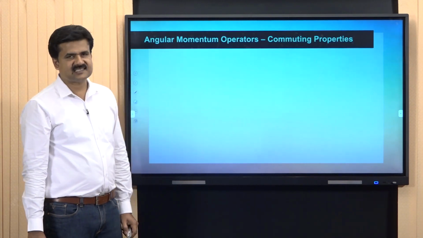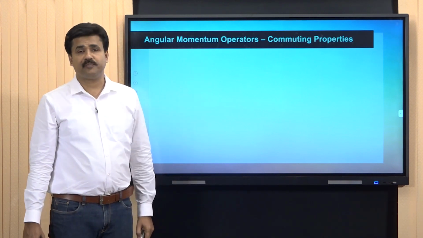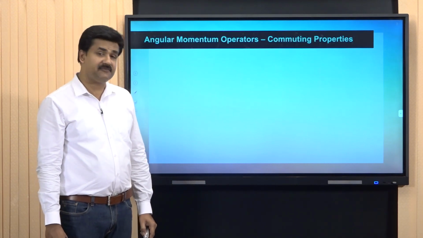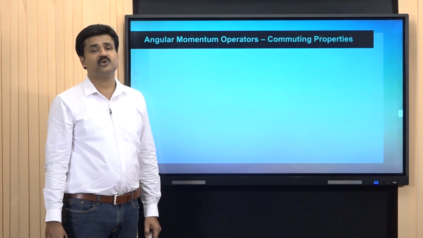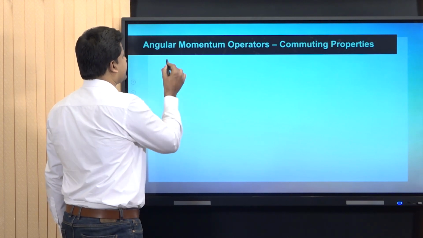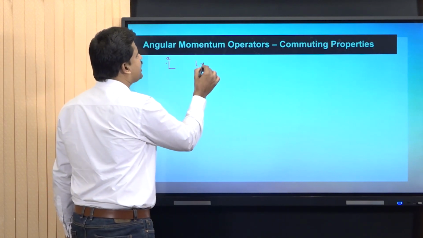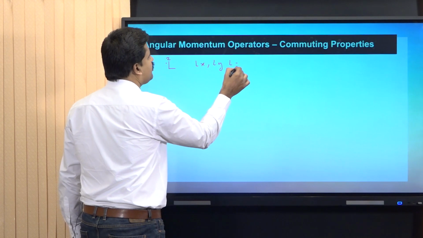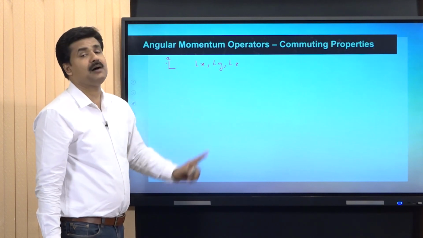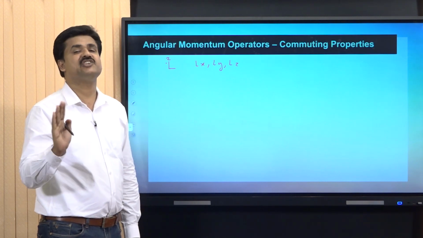Now we are discussing a very important area, that is the commuting property of angular momentum operators. If two operators commute, the commutator will be equal to 0. It should be noted that the total angular momentum square and any one component of angular momentum, Lx, Ly or Lz, can be simultaneously and precisely determined.